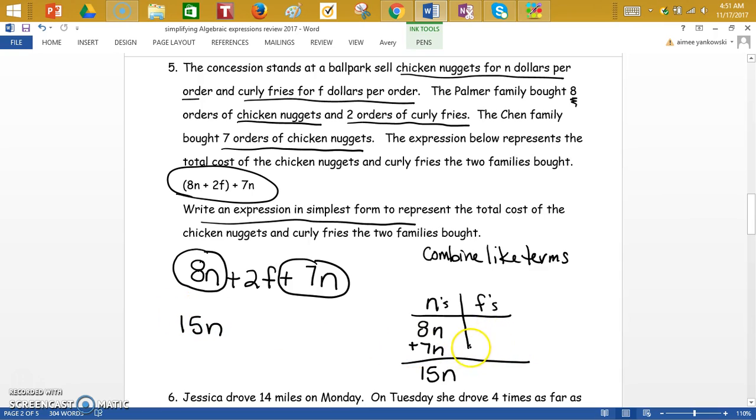And then here under my F's column, I only have 2F. Just 2 orders of curly fries. They're not loving the curly fries. So it'll be plus 2F. And then you'll see, oh gosh, I cannot shove these together. These are not like terms. So my final answer is 15N plus 2F.